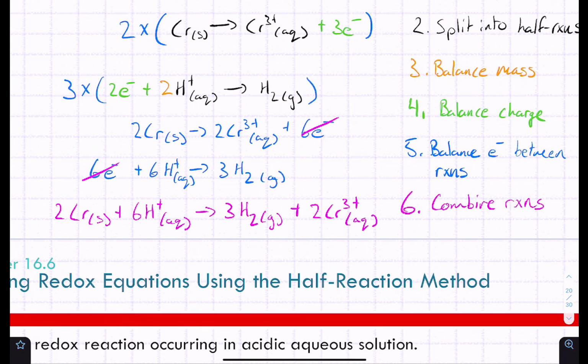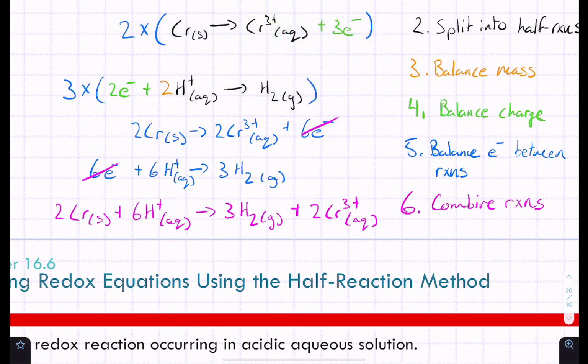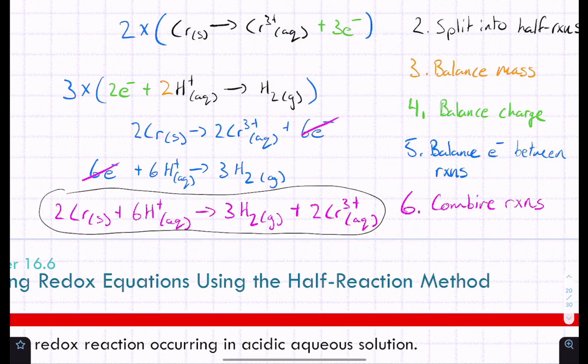And then the very last thing is always check to make sure it's actually balanced. So we have 2 chromiums. We got 6 hydrogens on either side. And then the charges are also balanced. 2 times the 3 plus charge gives us 6 plus, and 6 times the 1 plus charge is also 6 plus. This would be your final answer.